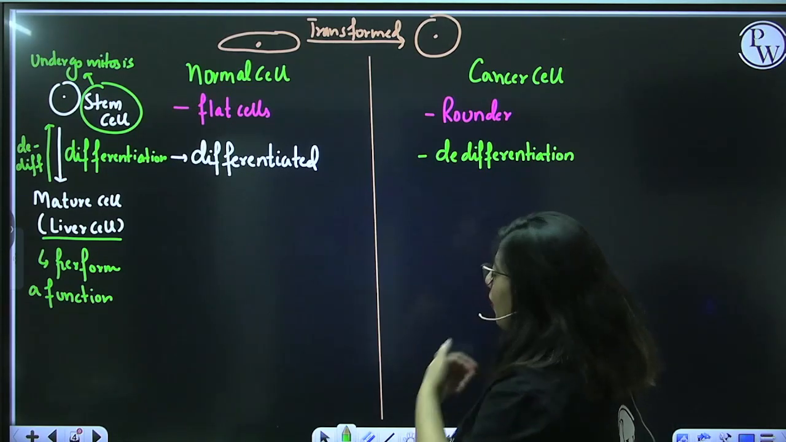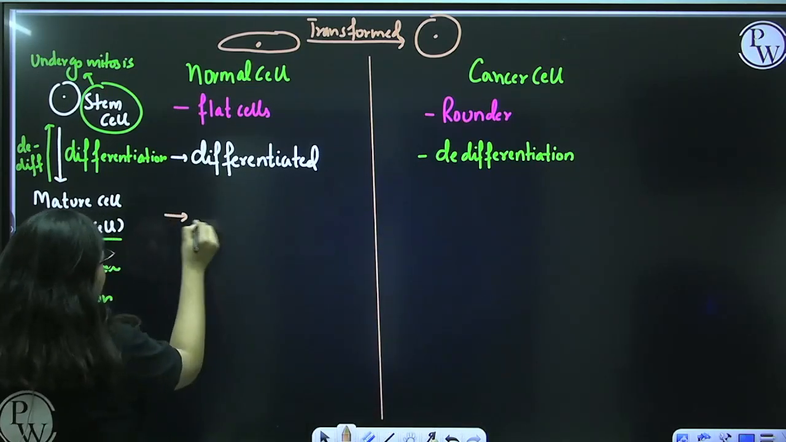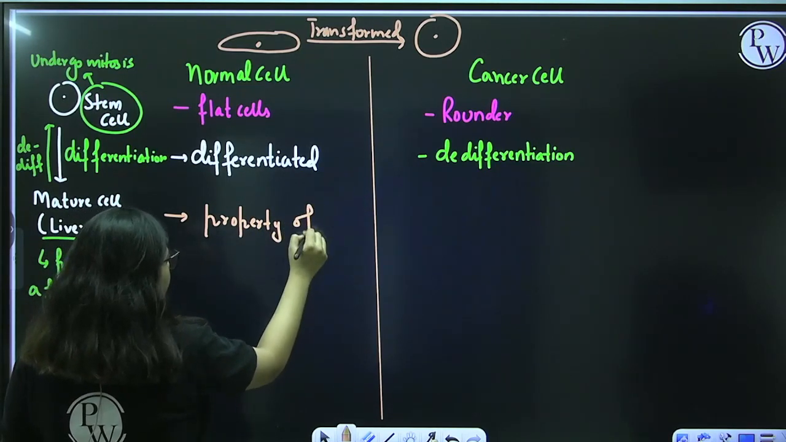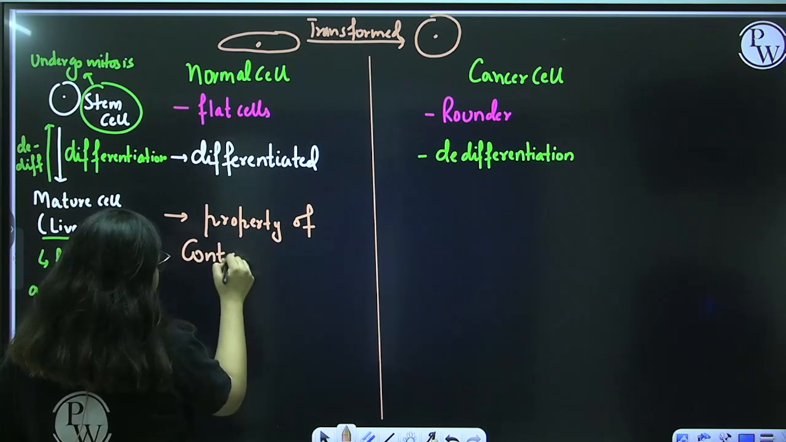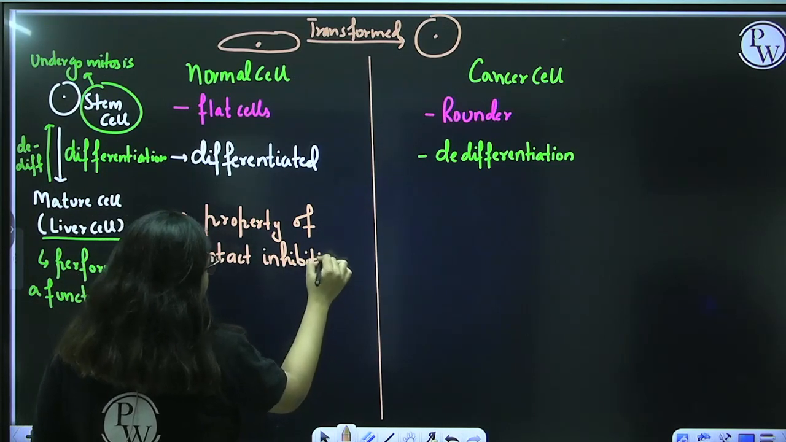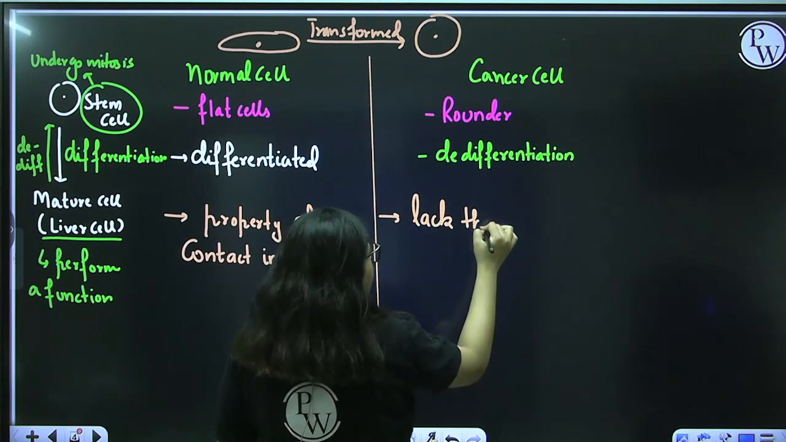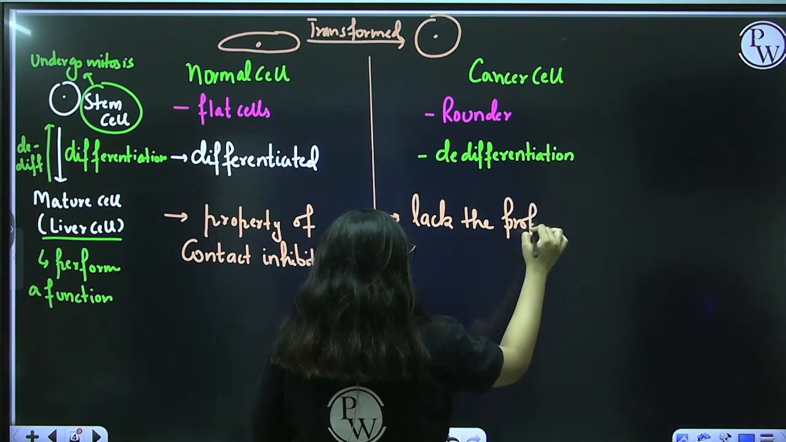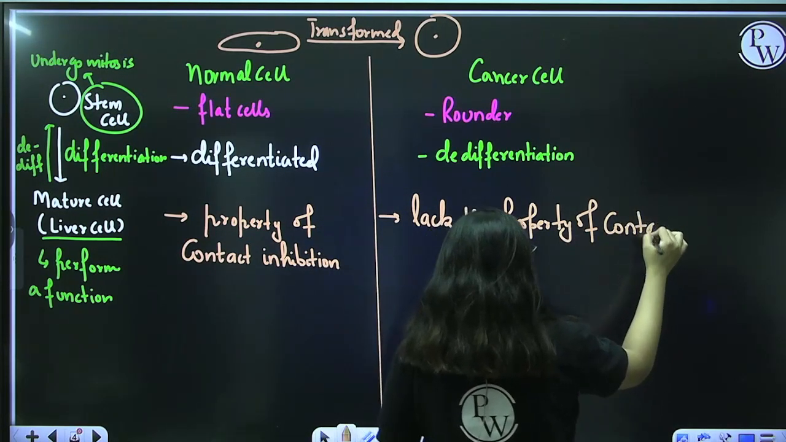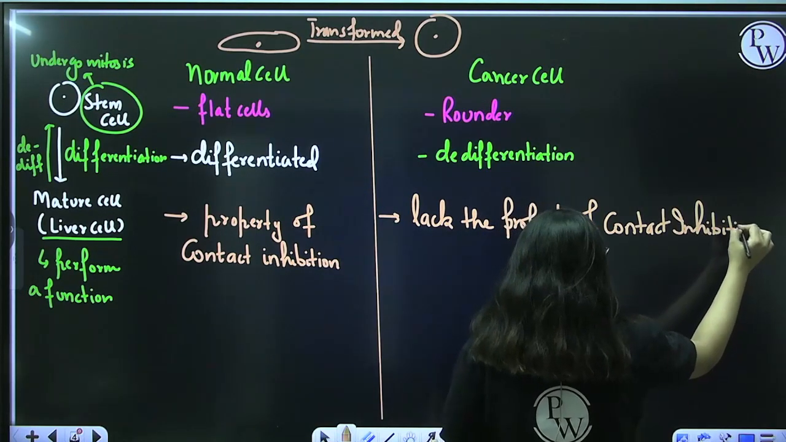Okay, now another property that these cells do not have but normal cells have is the property of contact inhibition. Whereas these cancer cells lack the property. Which property? The property of contact inhibition. What is this property of contact inhibition? Let me explain it to you in more detail.